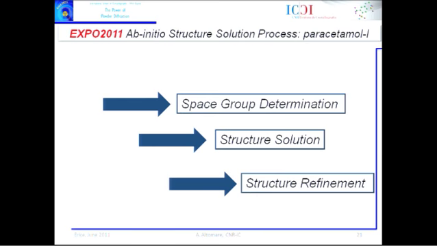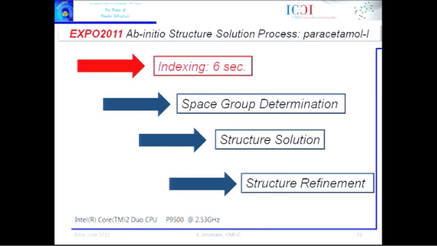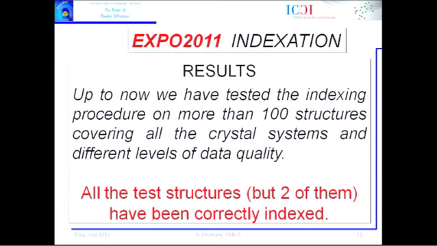Okay, we can say that the indexation procedure by EXPO 2011 for the paracetamol structure has been successfully executed in 6 seconds in terms of CPU time. The indexation procedure has been tested on about 100 test structures covering all the crystal systems and with different levels of data quality. All of them, but 2, have been successfully indexed. The 2 unindexed structures correspond to cases in which the percentage of impurities is very large.